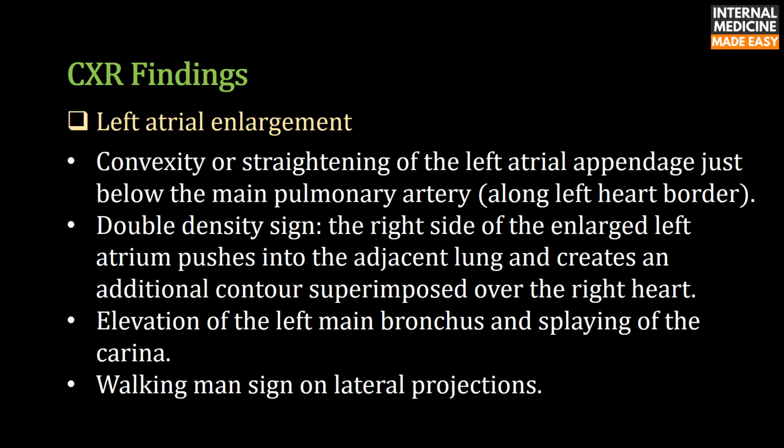The most important chest X-ray findings are the features of left atrial enlargement. There is convexity or straightening of the left atrial appendage just below the main pulmonary artery along the left heart border. Double density sign: the right side of the enlarged left atrium pushes into the adjacent lung and creates an additional contour superimposed over the right heart. Elevation of the left main bronchus and splaying of the carina. Walking man sign on lateral projections.